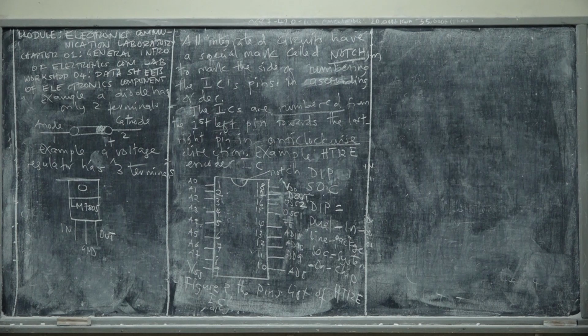VSS means ground. VE means ground. VCC means power pin. VDD means power pin. What is the difference? MOSFET, bipolar junction transistor.